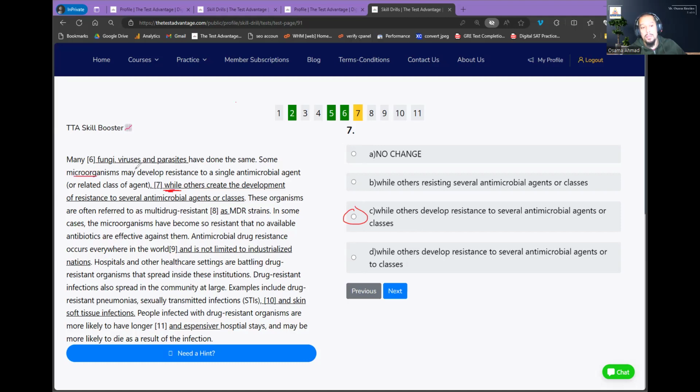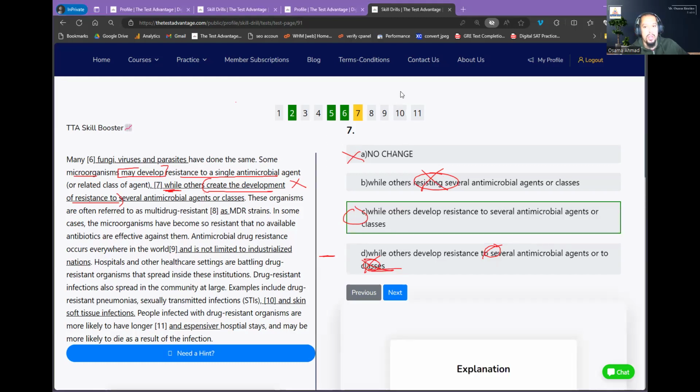Some microorganisms may develop while others create resistance to a single antimicrobial agent, create the development of resistance to several. So here we break the parallelism in the second phrase. It's not equal in style or structure. Answer B, while others resisting, not equal. Answer D, to several agents or two classes. Answer C is the best answer. Very good job there, guys.